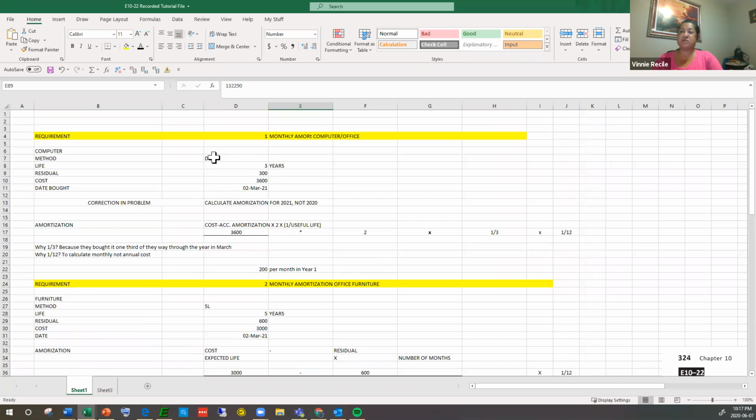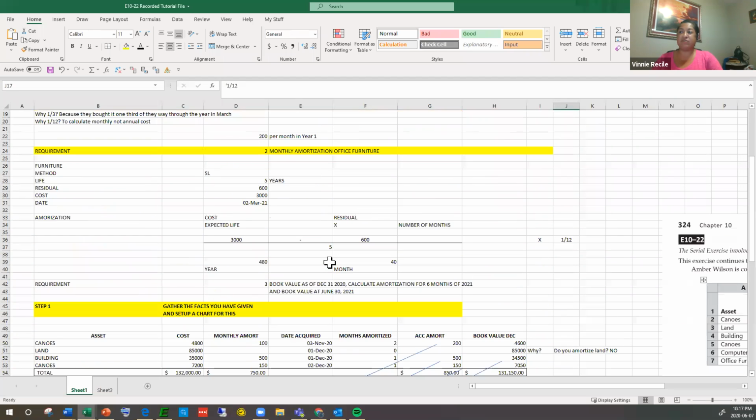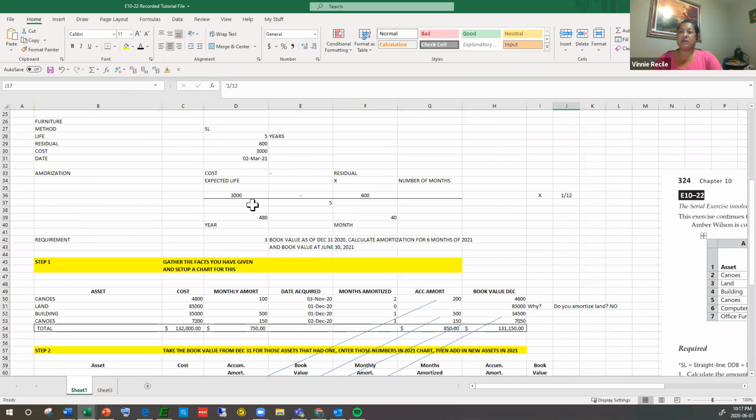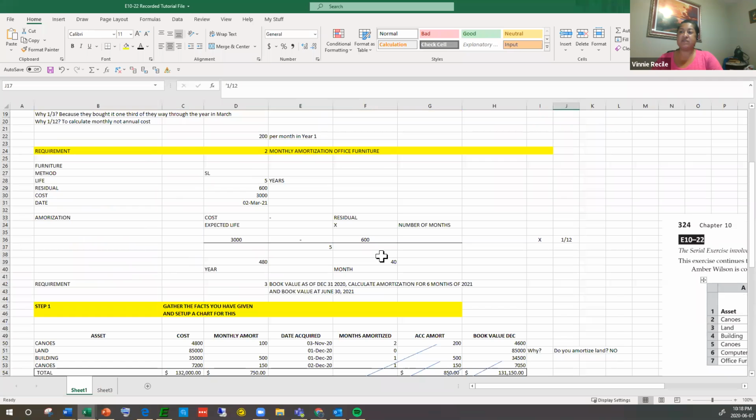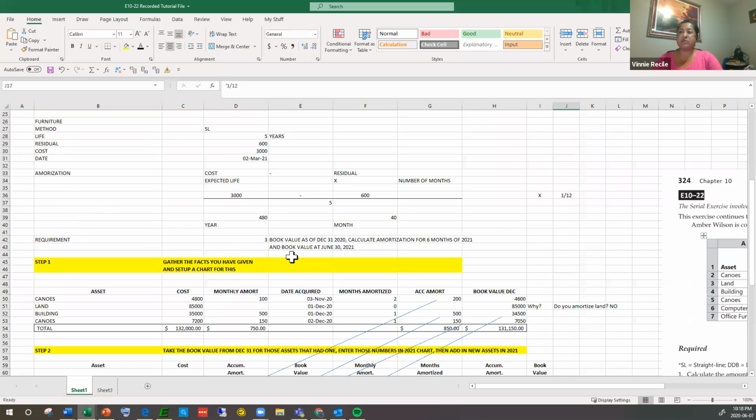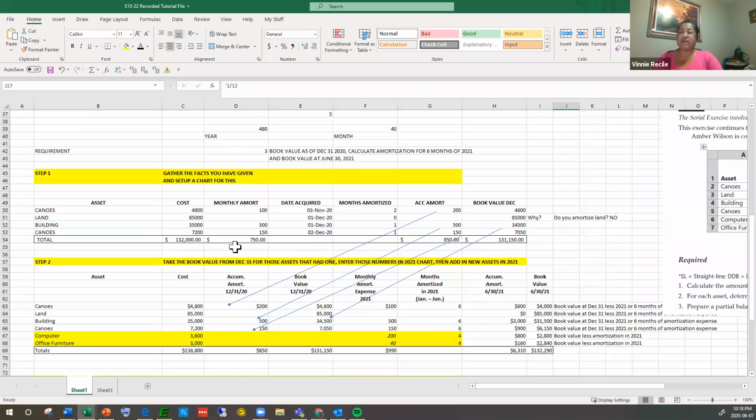So the first one is to make sure we get all of our facts laid down, our method of amortization, and ensure that we know how to calculate it by month. How are we doing that? We're looking at purchase date, and then we're doing it by 1/12. Step 2, again, we did this using the other method of depreciation, which is, in this case, straight line. At the top was double declining. Then we gathered the facts here for book value to basically create a chart.